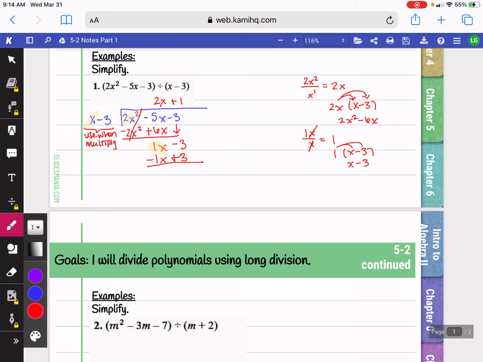Here I can put an imaginary 1. Here both cancel, so you're left with 0. Since there's nothing left to bring down, 0 would be our remainder. When you have a remainder of 0, you don't have to write it in your answer. So our answer is the part that's there on the top, the 2x plus 1.